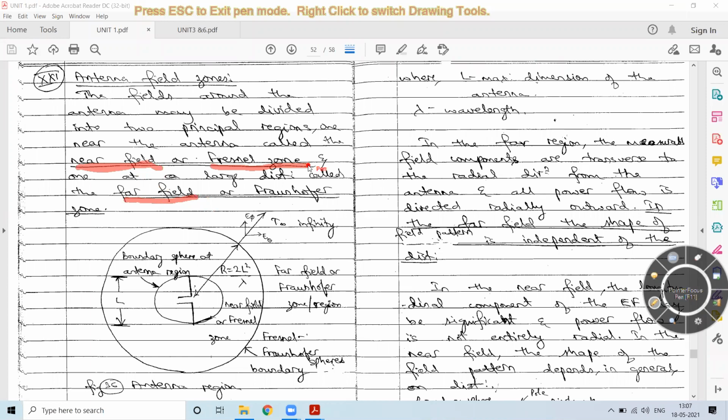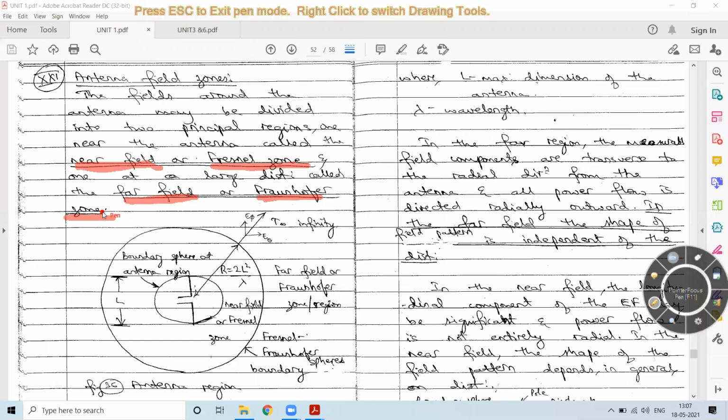You specify the zone to be Fresnel zone. And for far field, you specify the zone to be Fraunhofer zone. So these are the alternate names which are given to these. So this is the Fresnel zone, and this is the Fraunhofer zone. The alternate names are termed as near field and far field.